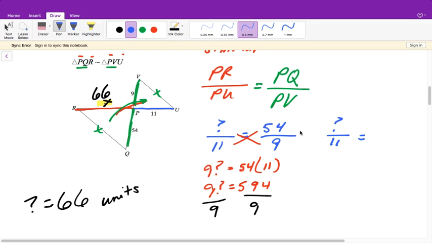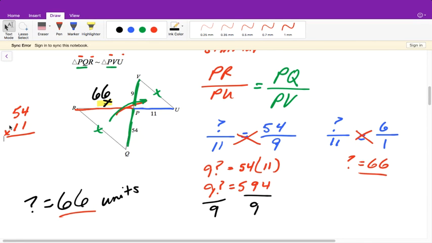We know 9 goes into 54 6 times, so I can then have 6 over 1 instead of 54 over 9. And now I can cross multiply, and then this gives me that my question mark is equal to 66. You see, it's the same answer. It's just your call. Some people may not want to do the simplification first because they might be afraid that they'll mess it up. Some people want to leave the numbers as is, and then they'll just off to the side, multiply it out using their multiplication methods, but it's your call.